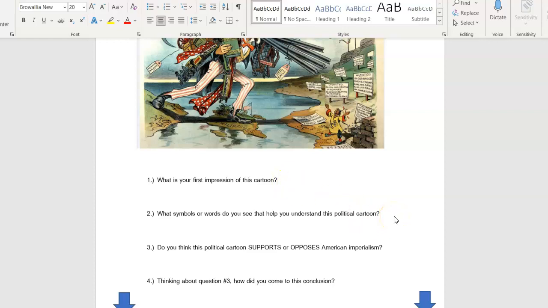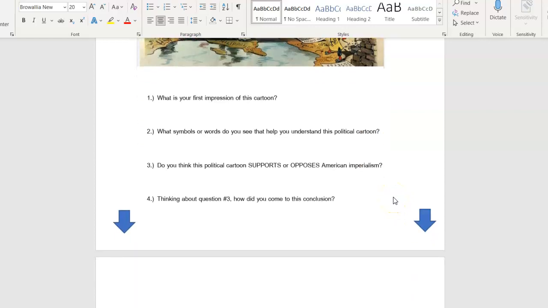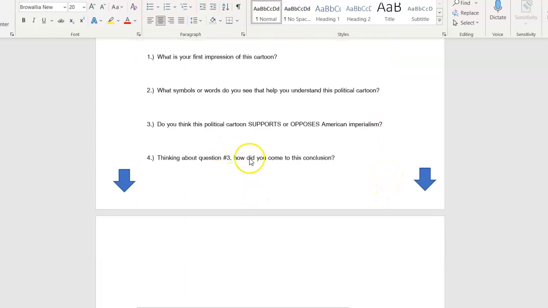Number two, what symbols or words do you see that help you understand this political cartoon? Number three, do you think this political cartoon supports or opposes American imperialism? Then number four, thinking about the question above, how did you come to this conclusion?